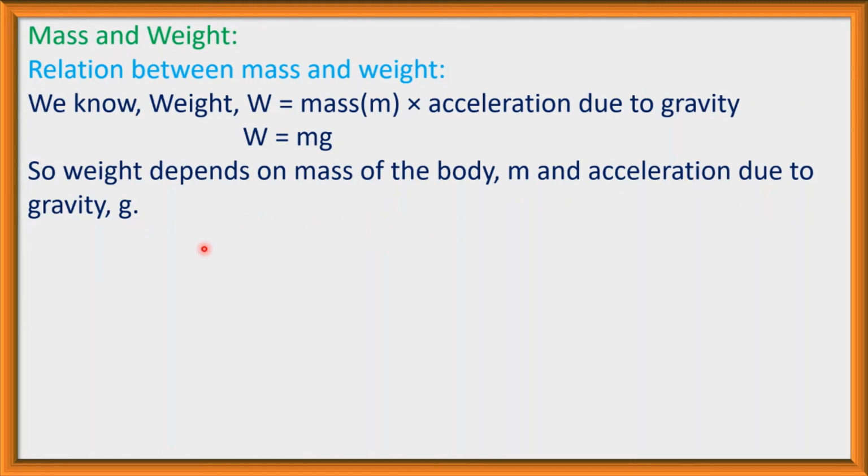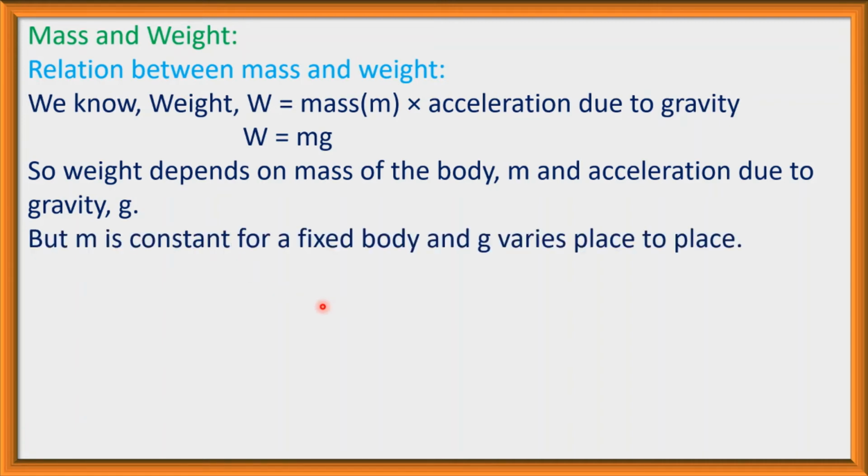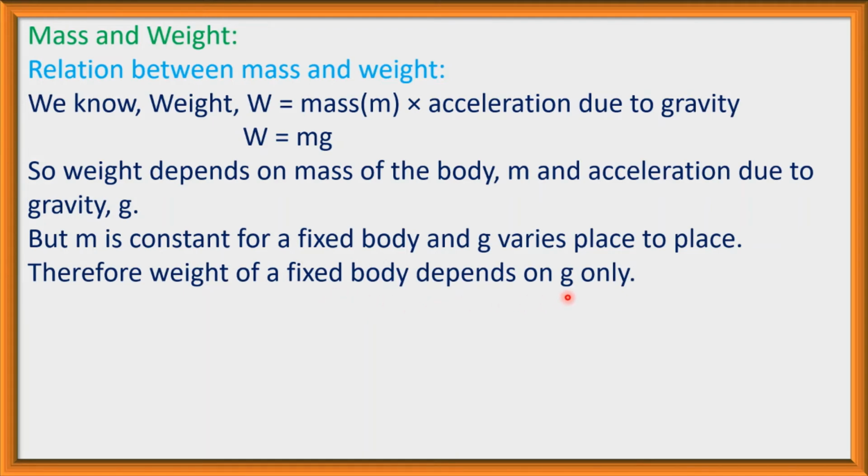But acceleration due to gravity is not fixed everywhere. It varies from place to place. And therefore the weight of a fixed body depends on g only, because m is constant always. It does not depend on any other thing for a fixed body, and g varies from place to place. At the equatorial region the value of g is 9.78 meter per second square. At the polar region g is equal to 9.83 meter per second square. But weight depends on g. As g varies, so weight will vary.